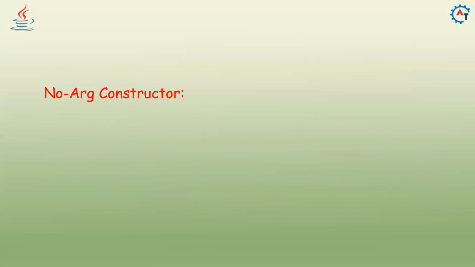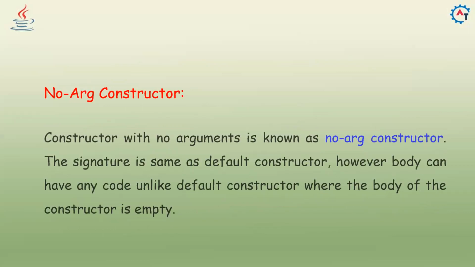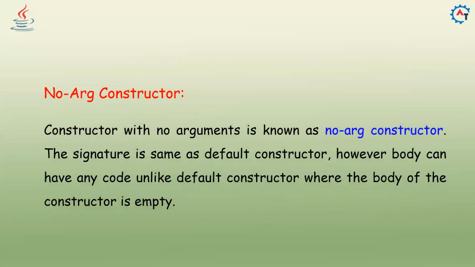What is a no argument constructor? A constructor with no arguments is known as a no-arg constructor. In the same way, in methods we also have methods with arguments, the parameterized methods we have seen. The signature is the same as the default constructor. However, this has no arguments, it will not have any arguments. It is a plain method, like the simple method we have seen in one of our previous videos. It is very similar to that simple method. So this is the no-arg constructor.